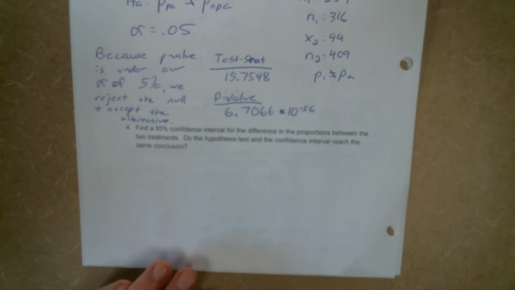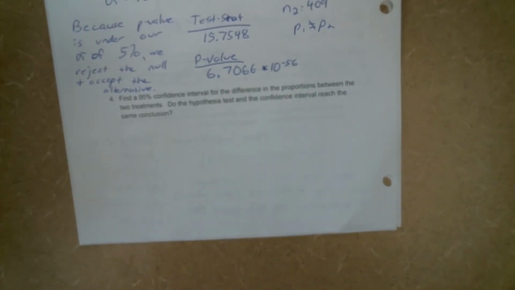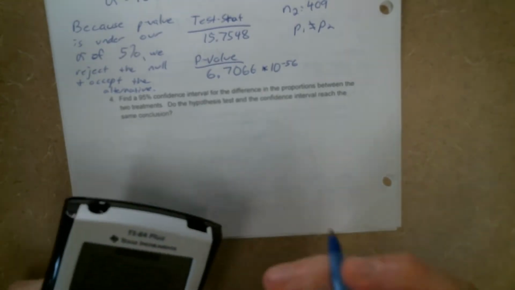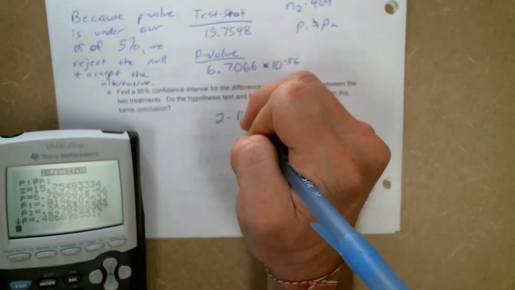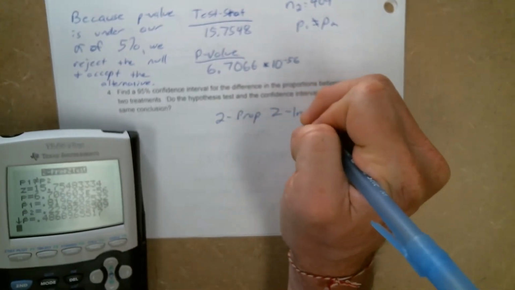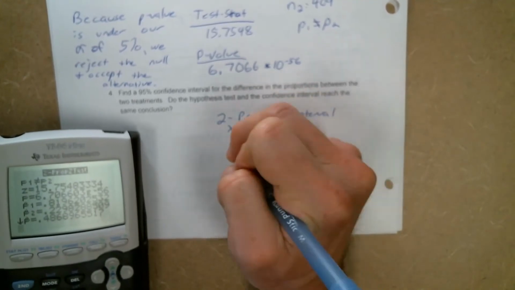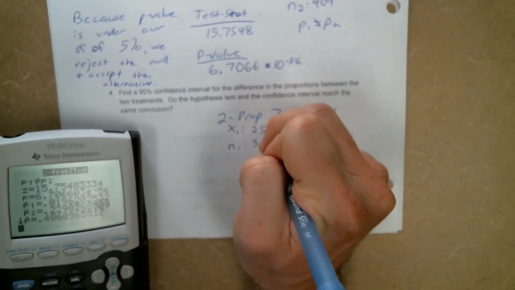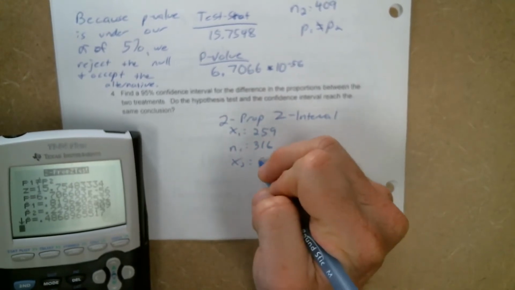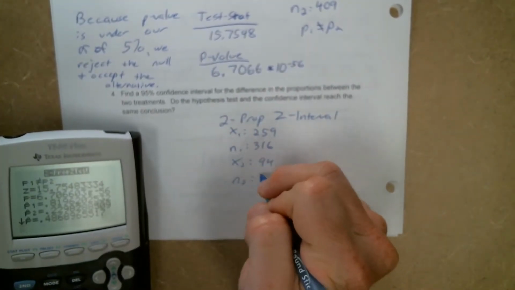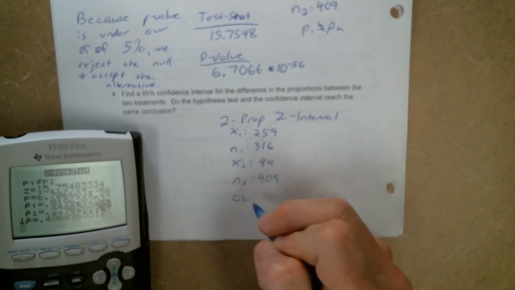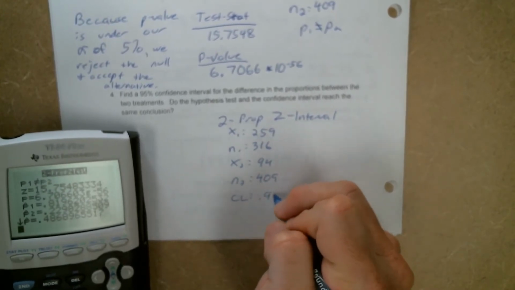All right, and then 4 is extending this to a confidence interval. It says find a 95% confidence interval for the difference in proportions between the two treatments. Do the hypothesis test and the confidence interval reach the same conclusion? So again, we're going to be doing a 2 prop z interval. It's going to be asking for the same information as before, so we're going to be using those same values that we used the first time. Only this time we're providing a confidence level of 95%.